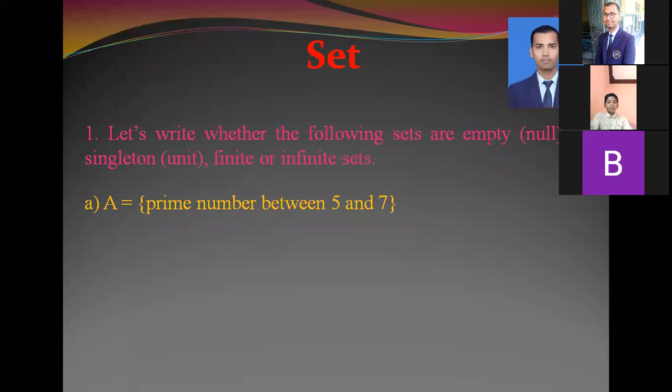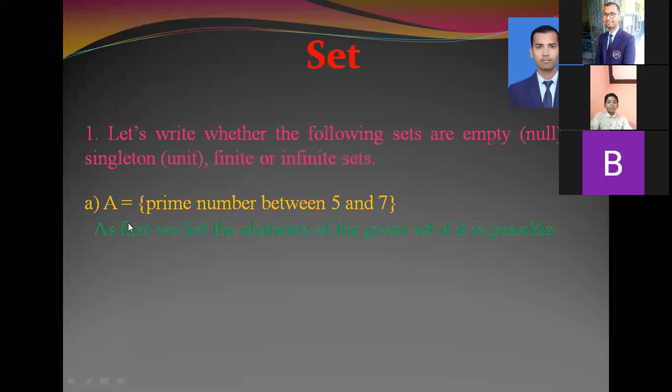2, 3, 5 and 7, which is not between 5 and 7, because between 5 and 7 there is a number that is 6, which is not a prime number. 6 is a composite number. That's why there is no number which is prime between 5 and 7.